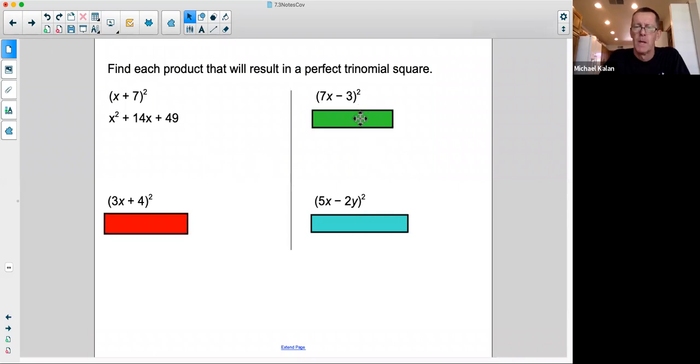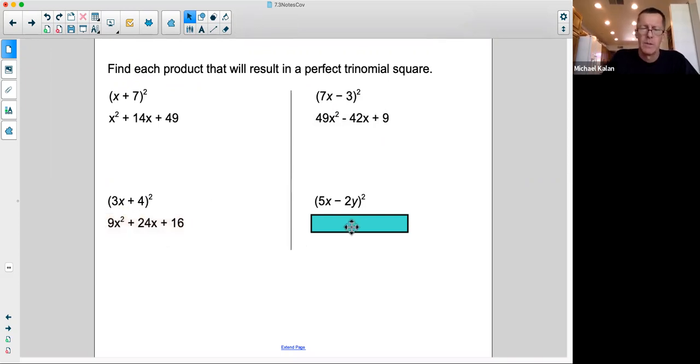Hopefully for this one, you got 49x squared minus 42x plus 9. How do we get that? First term squared, 7x times 7x, 49x squared. What's the product of the two terms? Negative 21x, doubled, negative 42x. Square the last term, negative 3 times negative 3, positive 9. And hopefully for these, you got those. Same thing. If you recognize that it's a binomial squared, either something in the form of a plus b or a minus b, same pattern. Don't have to FOIL. In other words, you're doing these boom, boom, boom, boom again.